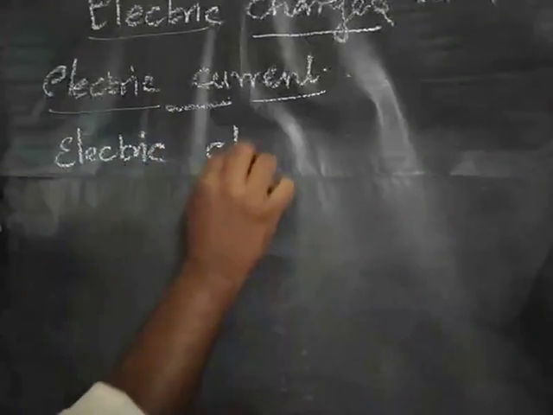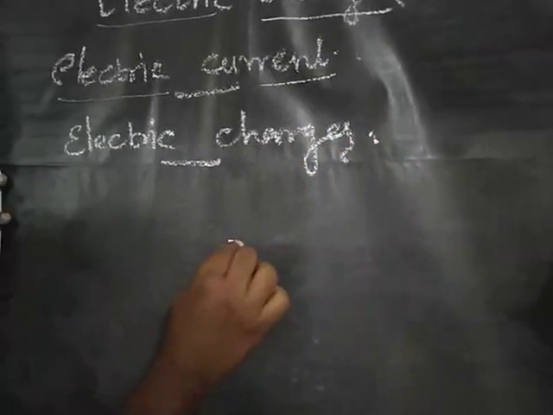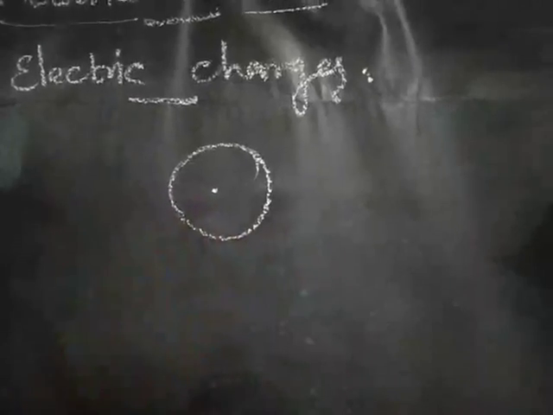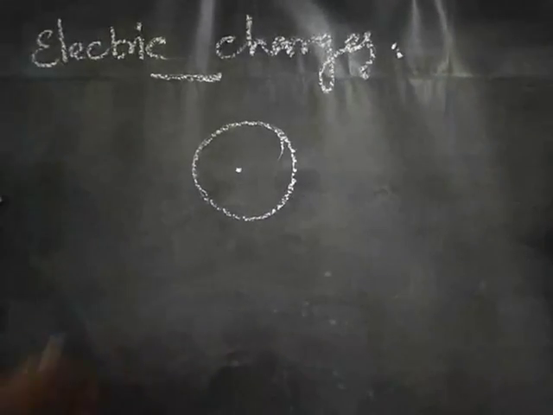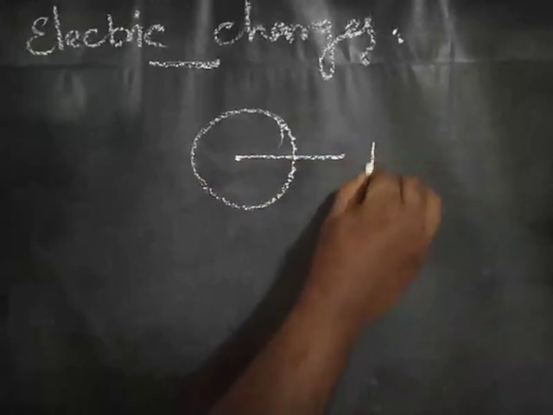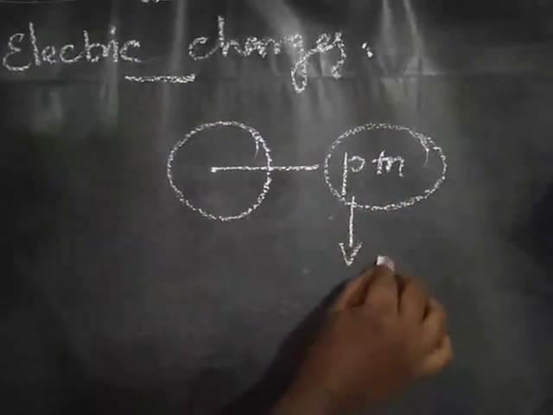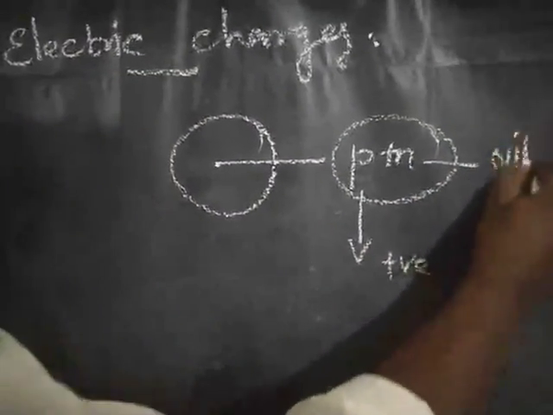Electric charges. If you take an atom, what does an atom consist of? Subatomic particles. Inside the nucleus, protons and neutrons are present. The proton has a positive charge. The neutron has no charge.